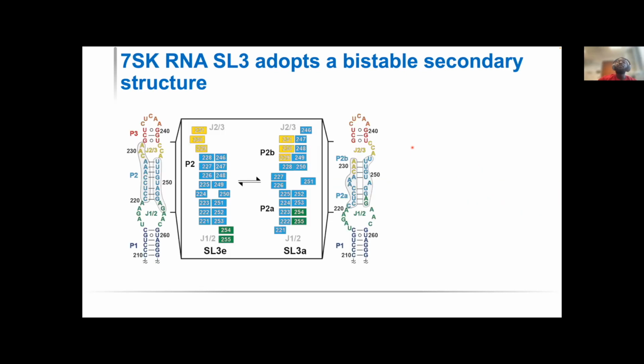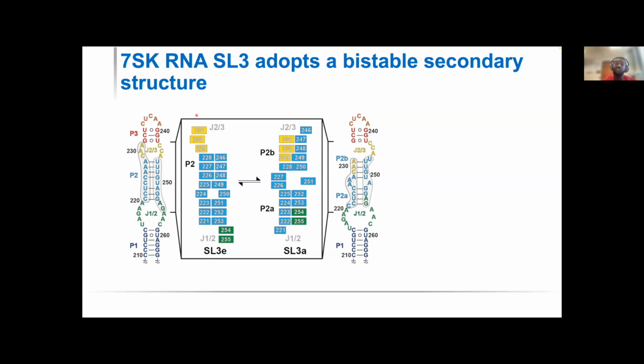From all of this, we came up with this model where, like I mentioned, stem loop 3 is undergoing conformational exchange between these two states. What's even more interesting is that these two states are roughly equal populations. This type of structure is what you term a bistable secondary structure. Basically, you have two stable secondary structures that are interchanging in a slow exchange time scale.